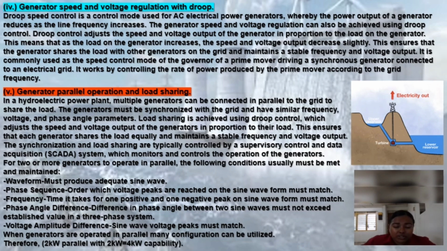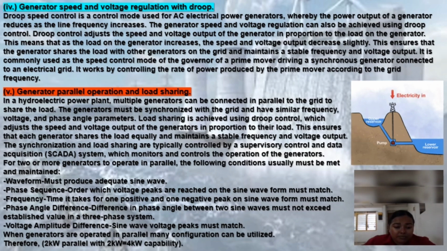For two or more generators to operate in parallel, the following conditions usually must be met and maintained. Waveform must produce an adequate sine wave. Phase sequence, the order in which voltage peaks are reached on the sine waveform, must match. Frequency, the time it takes for one positive and one negative peak on the sine waveform, must match. Phase angle, the difference in phase angle between two sine waves, must not exceed an established value in a three-phase system. Voltage amplitude, the sine wave voltage peak, must match.